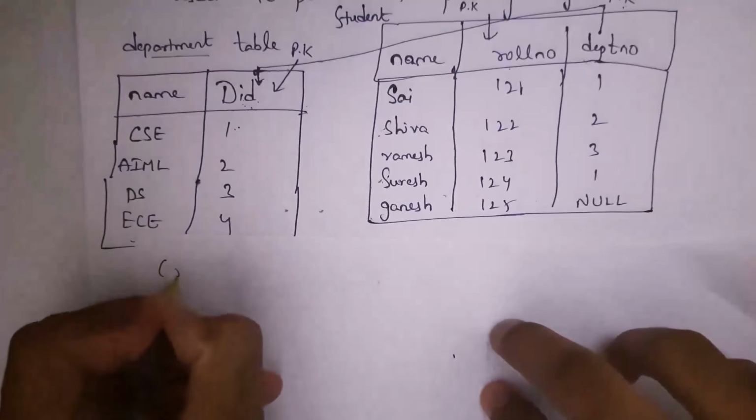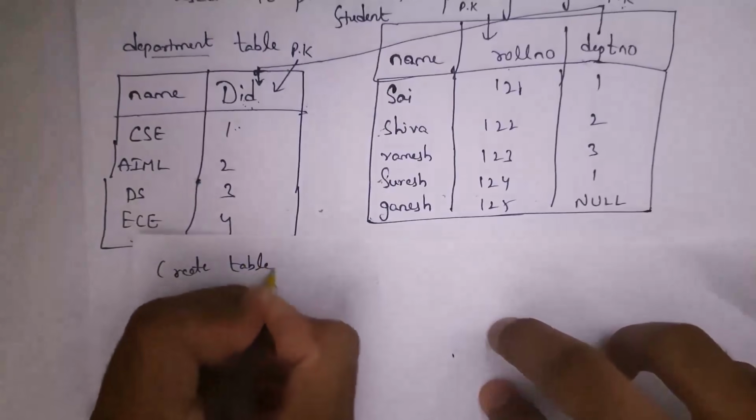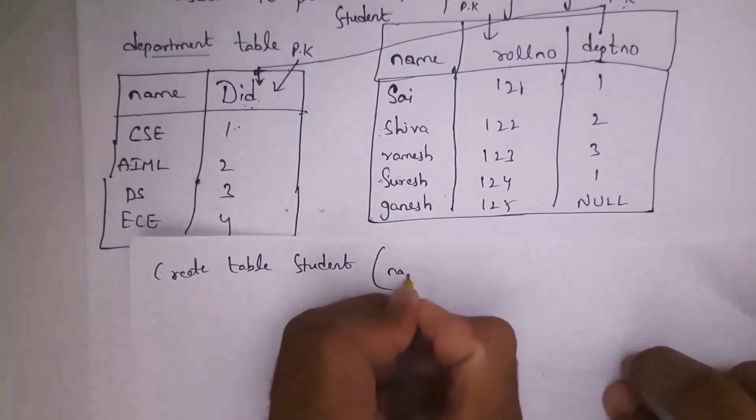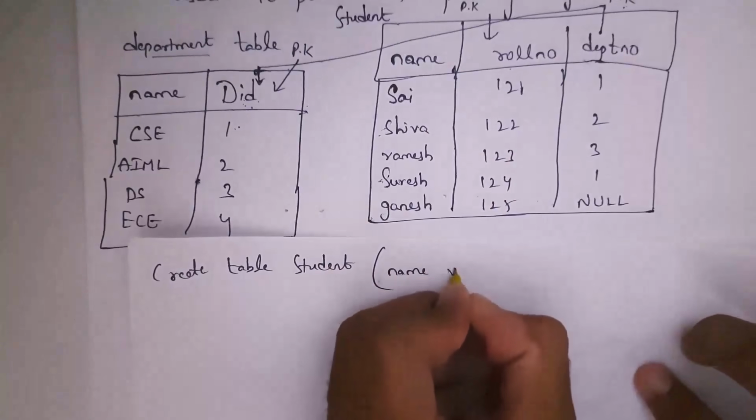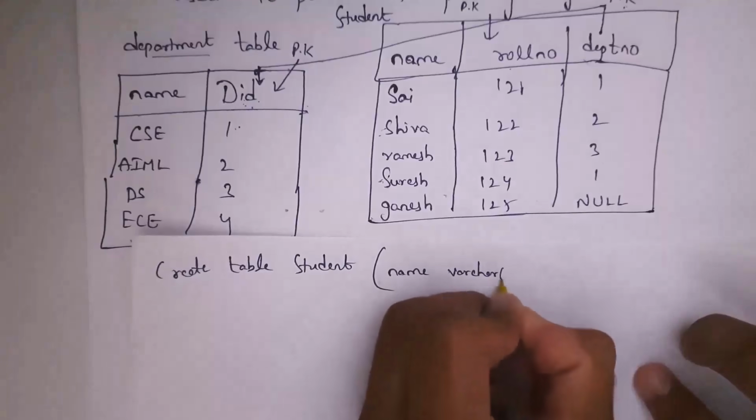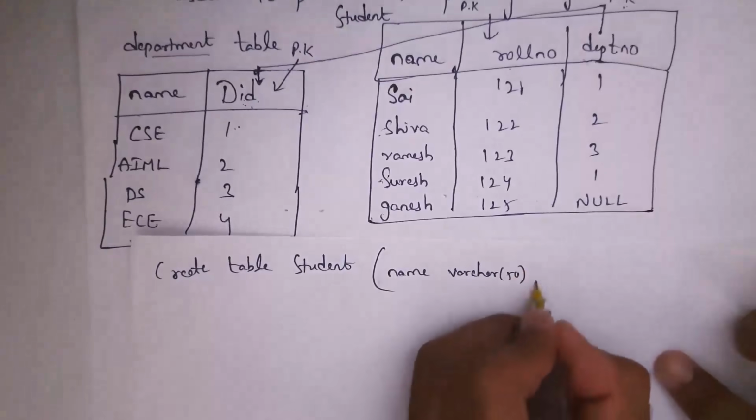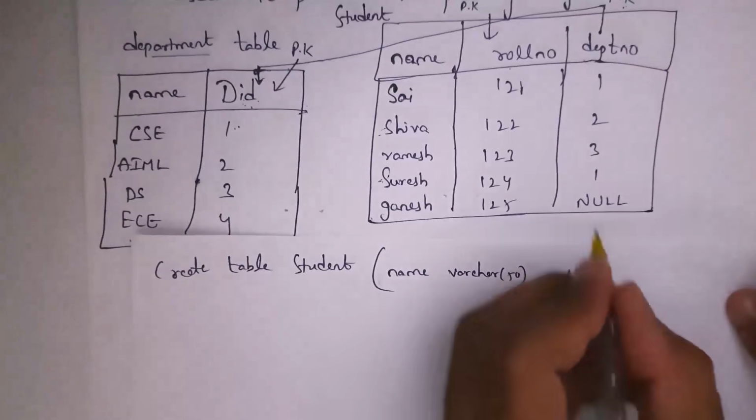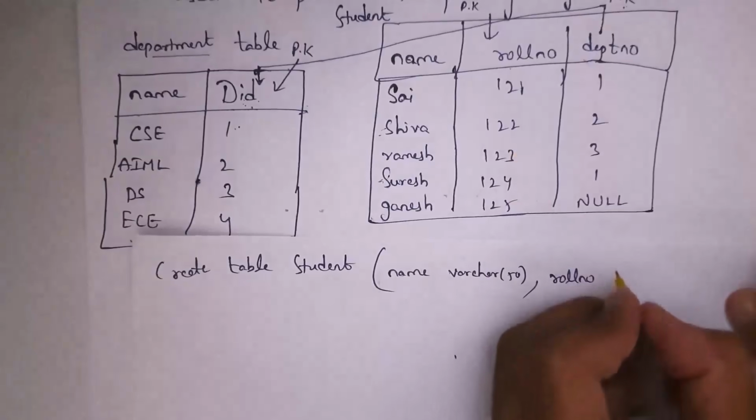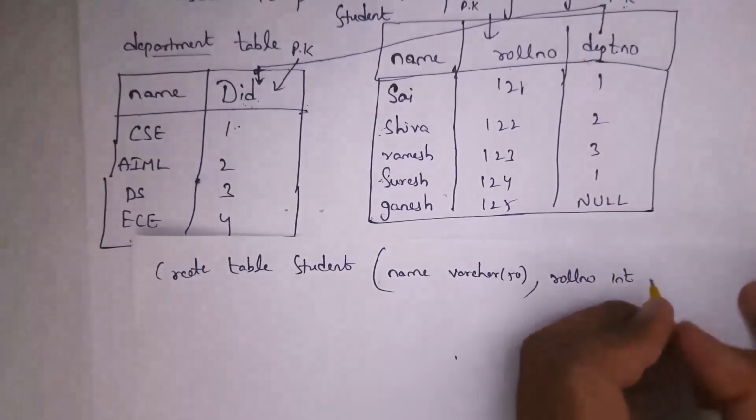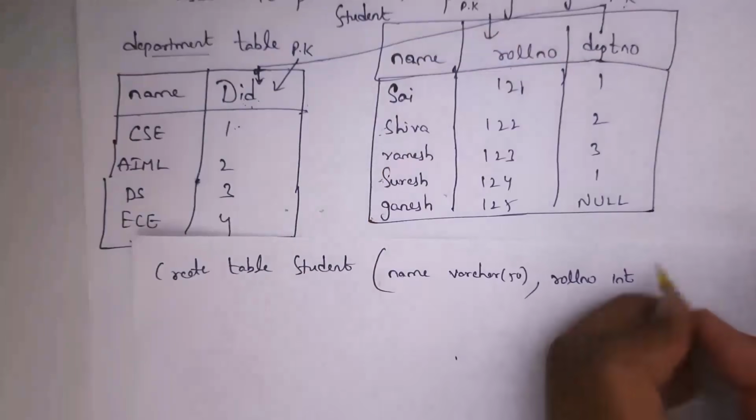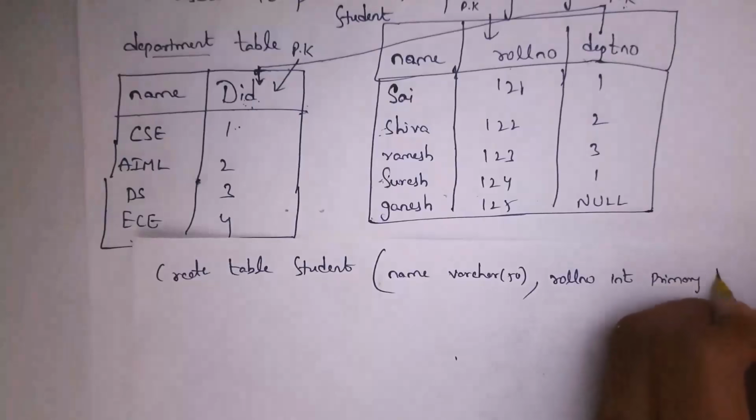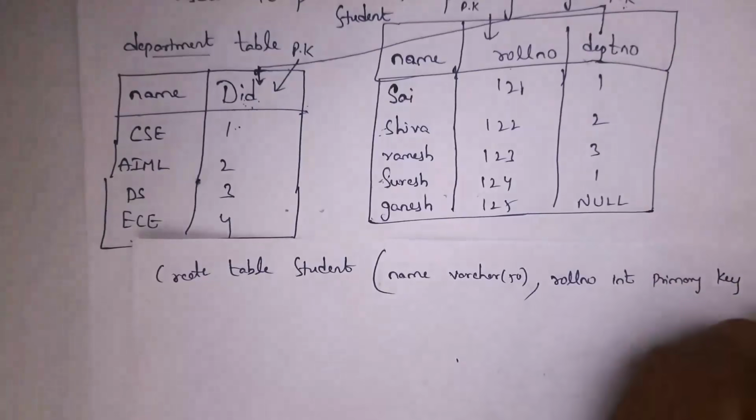So write here create table and table name, that is student, open bracket, first column is name. So write here name and data type, that is varchar, and I'm giving size up to 50, comma, next column is roll number. Roll number, I want to give roll number like 121, 122, so on. So I'll take here data type, that is int, and I will set primary key for this roll number column. So after writing int, write here primary space key. That means this roll number column is now primary key.